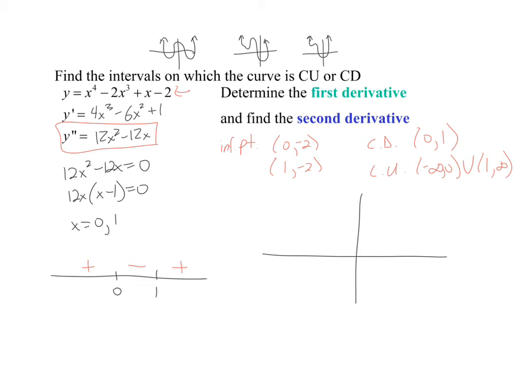So we have two inflection points. One's at 0, negative 2. Another one's at 1, negative 2. We know it's concave down in between the two, so we know it's going to be some sort of curve like that. What we don't know is how high that is, right? And that's where the first derivative would come in handy. If we calculated the max and mins, maybe it's going to be way taller, maybe it's way shorter. We don't know. But we do know it's going to look like that, and then we do know it's going to curve concave up after that.